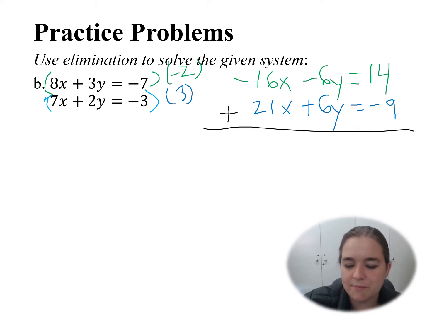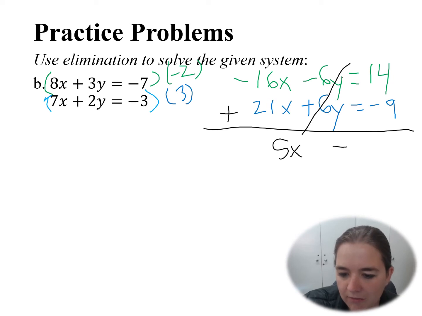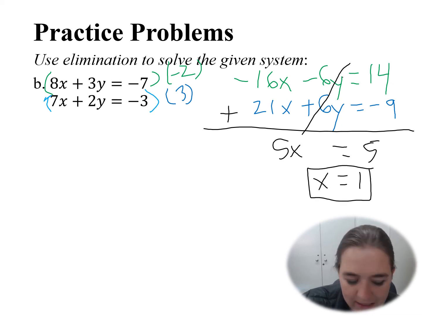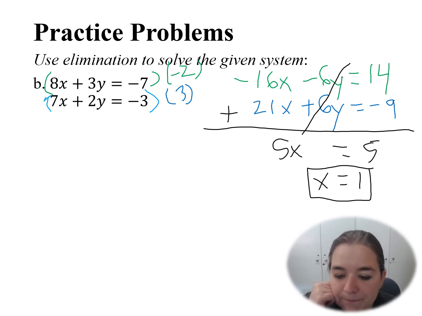When I start to add these pieces together, I get negative 16x plus 21x gives me a 5x. Negative 6y and a positive 6y cancel out. And 14 plus a negative 9 gives me 5. Again, my last step to get x by itself is to divide both sides by 5. And again, I find out that x is 1.